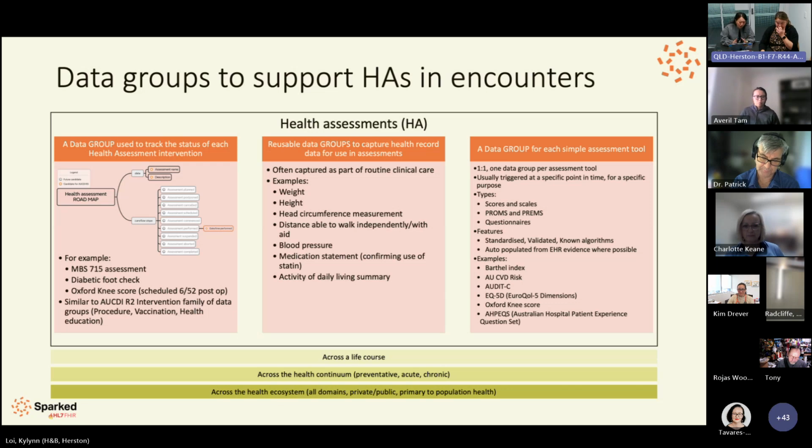The third kind of group of things that we could look at modelling was around modelling the assessment tools themselves. So one data group per score or scale or questionnaire. And for example, like modelling out Barthel or Audit C.